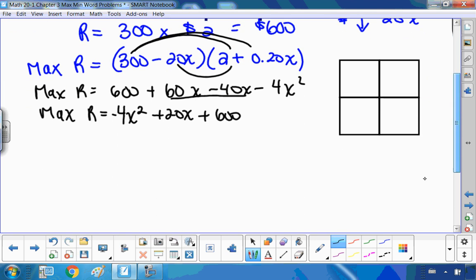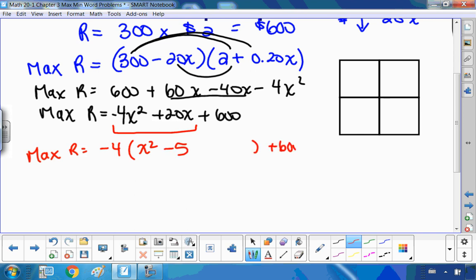Okay, so going down here, we're just going to focus on our x terms, and we're going to factor out the leading coefficient, which is the negative 4. So take out the negative 4. Negative 4x squared divided by negative 4 is x squared. 20x divided by negative 4 is negative 5x. Leave some room, plus 600.